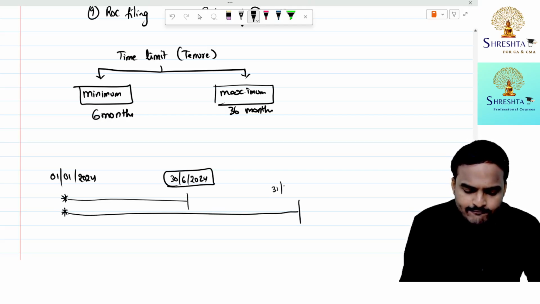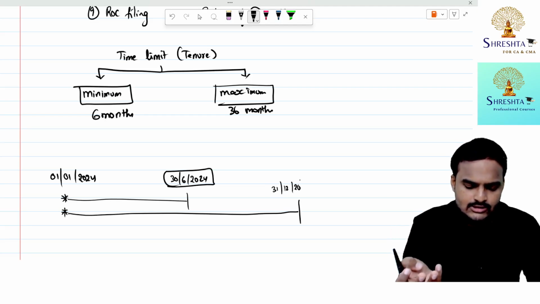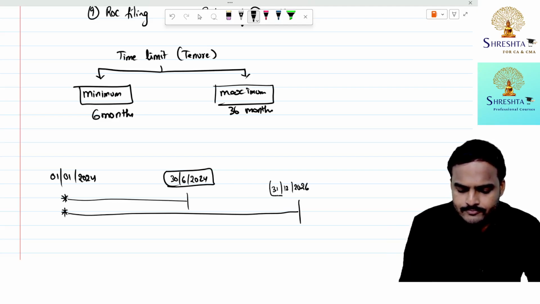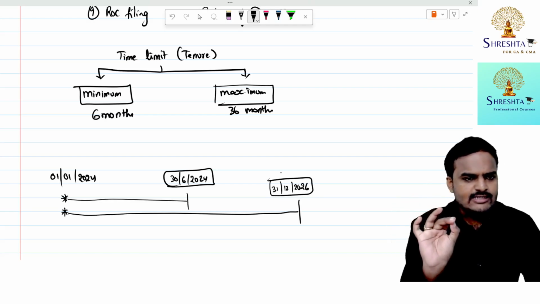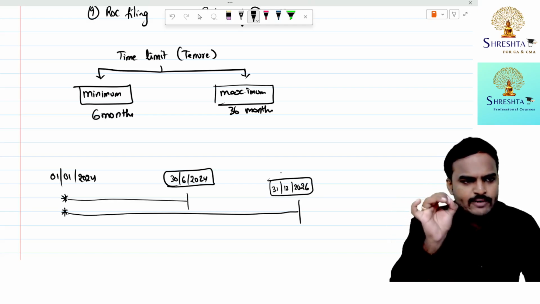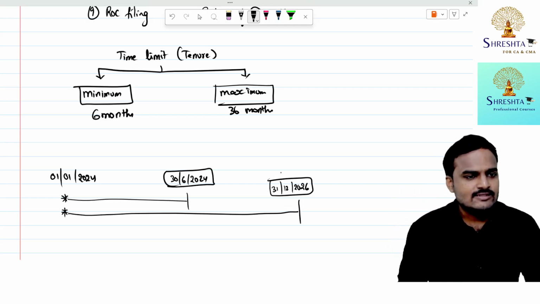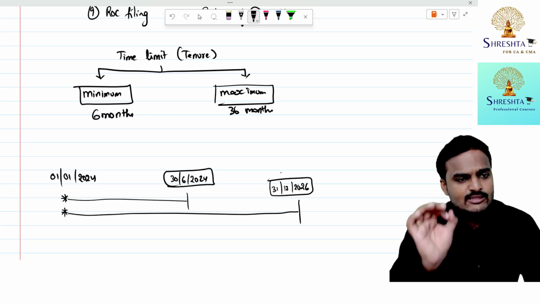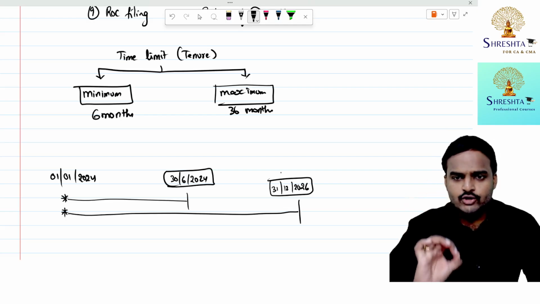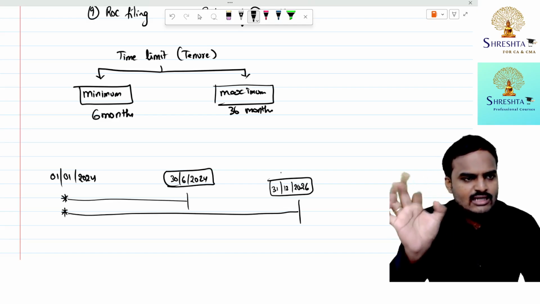3 years. So 31st December 2026, sorry, 24, 25, 26. So maximum tenure 36 months. The company is prohibited from accepting deposits for a tenure less than 6 months, and exceeding 36 months is also a prohibition. Minimum tenure for holding these deposits is 6 months and maximum tenure 36 months.